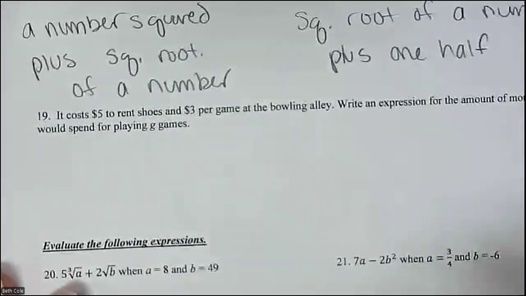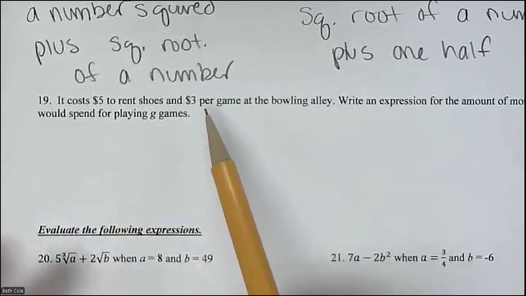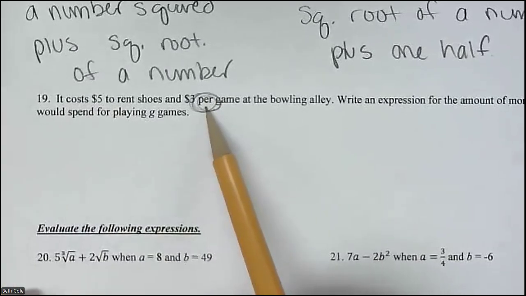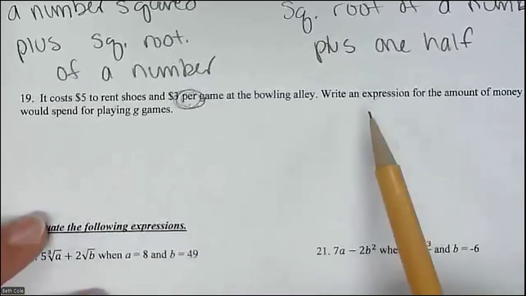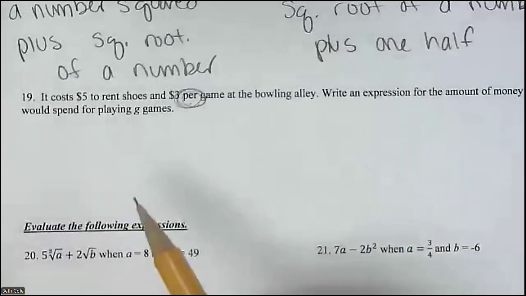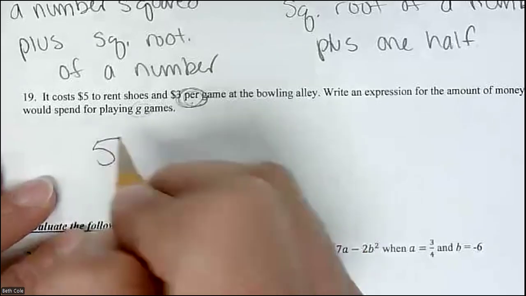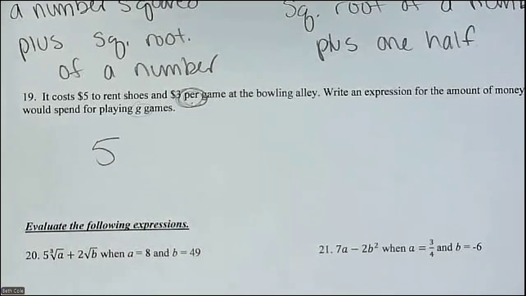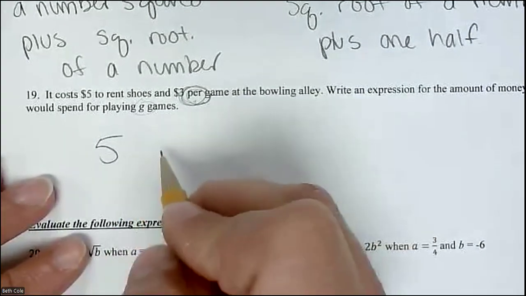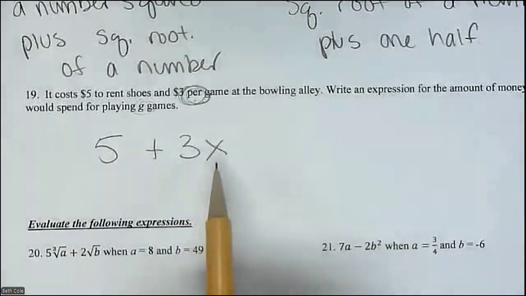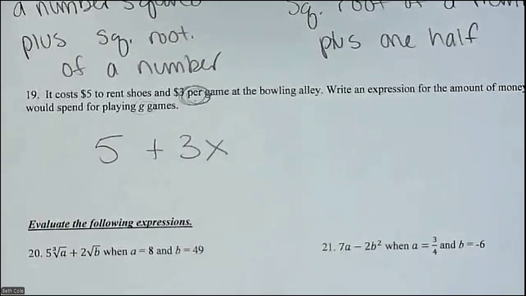All right. It costs $5 to rent shoes and $3. That's with the X, that's the per, that's the slope. I heard you almost said slope. At a bowling alley. Write an expression for the amount of money for playing G games. So you would have $5 for your shoes, and then what? Would I have a plus or a minus? Plus. Now it said G games, so technically should be G. I prefer X as well. I don't really care. Whatever letter of the alphabet you want to use.